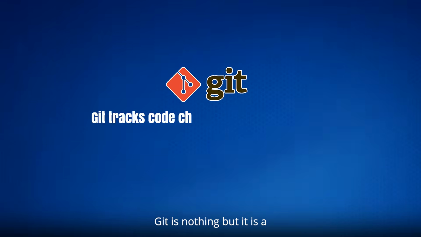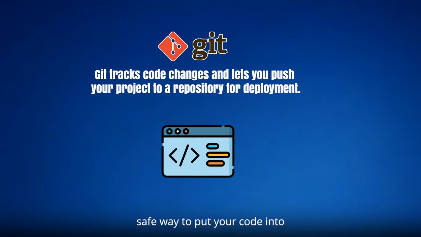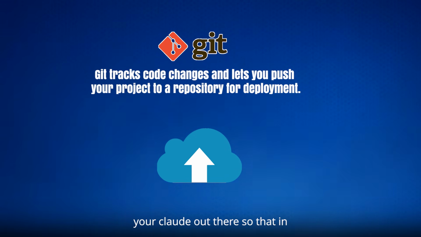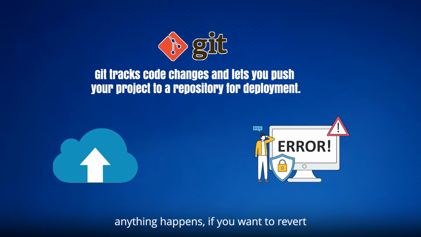Let me introduce you to a major term called Git. Git is a safe way to store your code, so that in the future, if your computer crashes or anything happens, and you want to revert to an older version of the code, you can do it easily.